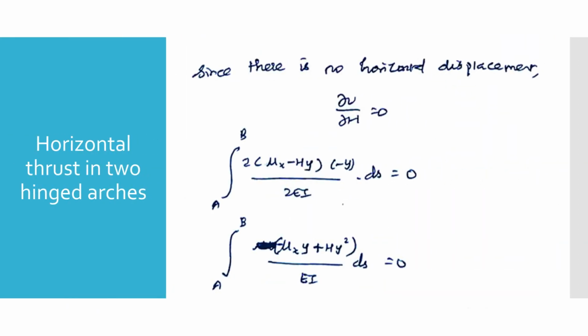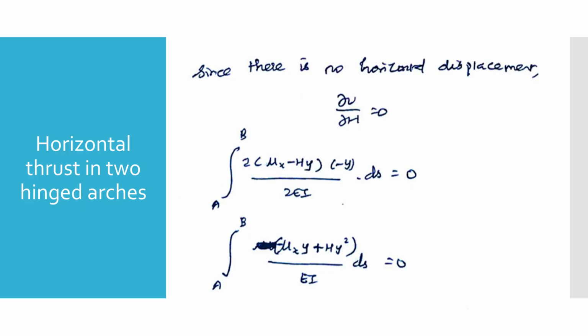Since the supports are unyielding, there is no horizontal displacement at the hinges. Therefore, by Castigliano's first theorem, the partial derivative of strain energy U with respect to horizontal thrust H must equal 0. Differentiating the integrand with respect to H gives the integral from a to b of 2 times (μx minus Hy) times minus y ds divided by 2EI, all equal to 0.